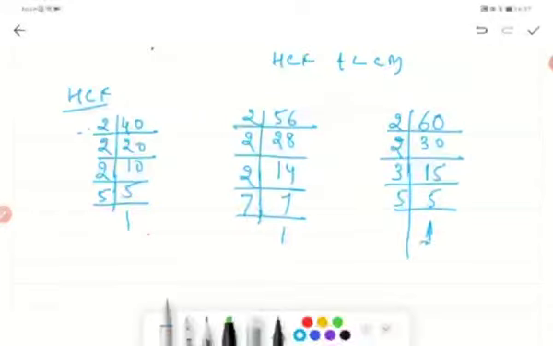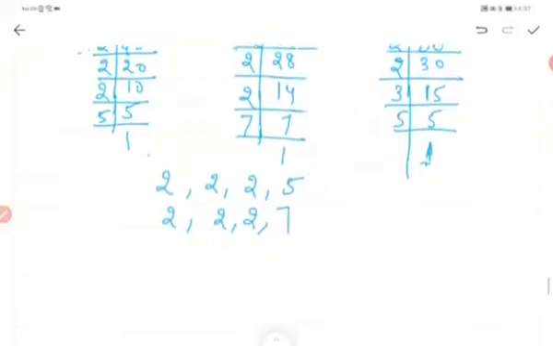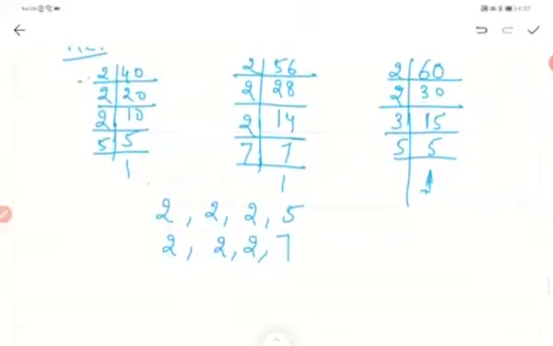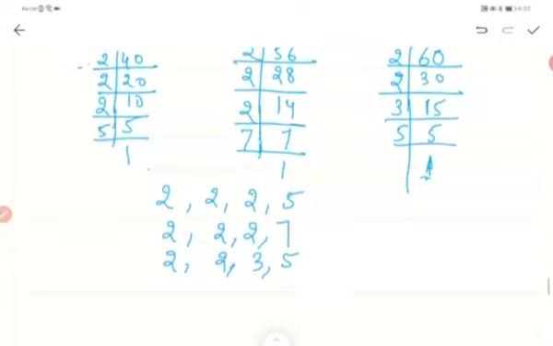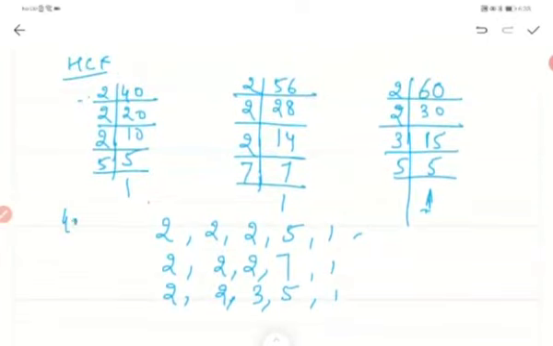So what are the prime factors for 40? 2 2 2 5. What about the prime factors of 56? 2 2 2 7. Prime factors of 60 are 2 2 3 and 5. And 1 will be there for all the numbers. So what is common between all these three numbers, 40, 56 and 60? These are the common prime factors.